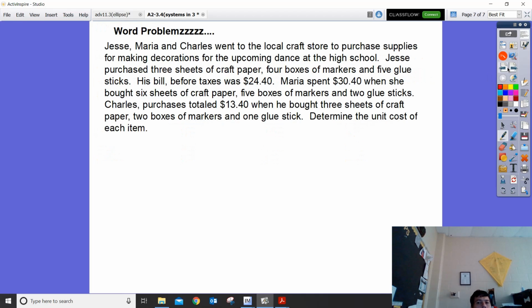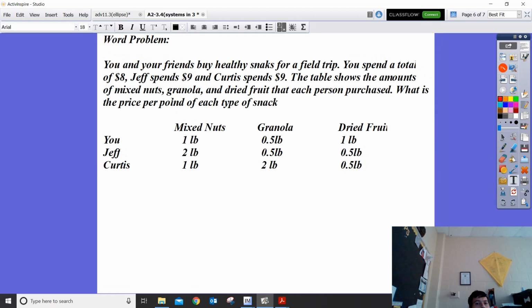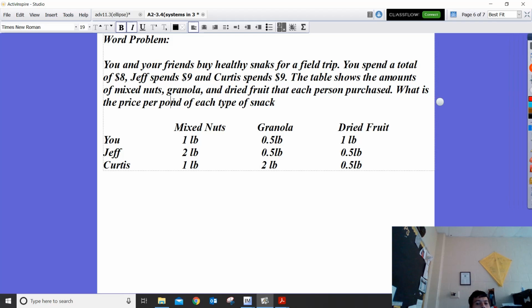Which one do we want to do? We'll do this one. You and your friends buy healthy snacks for a field trip. You spend a total of $8, Jeff spends $9, and Curtis spends $9 as well. The table shows the amounts of mixed nuts, granola, and dried fruit that each person purchased. Doesn't it sound like some good snacks? What is the price per pound of each type of snack?